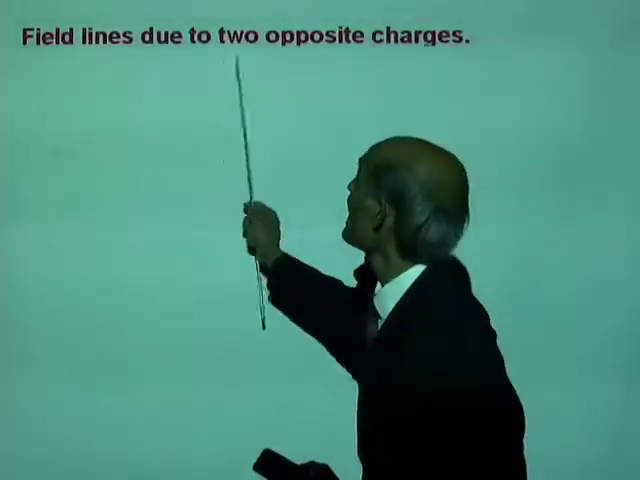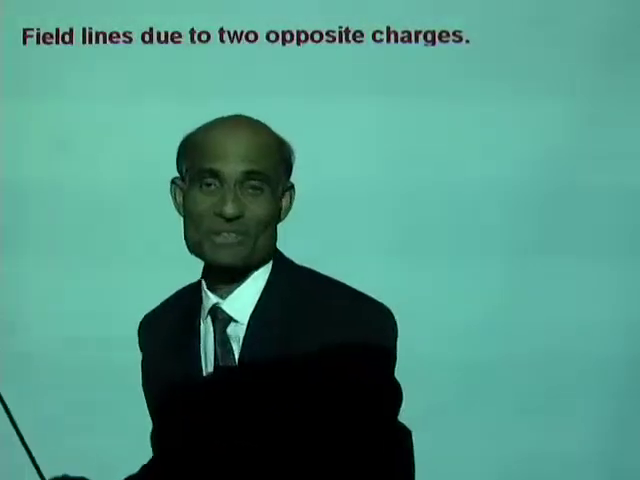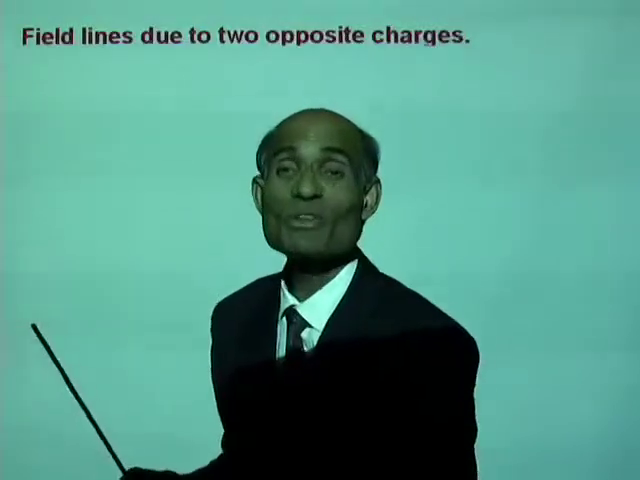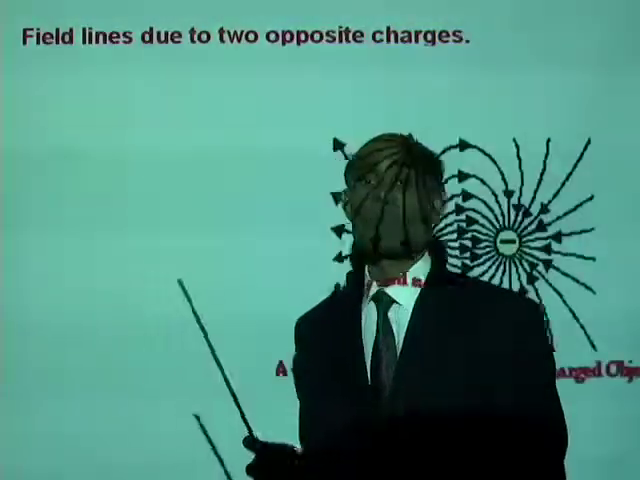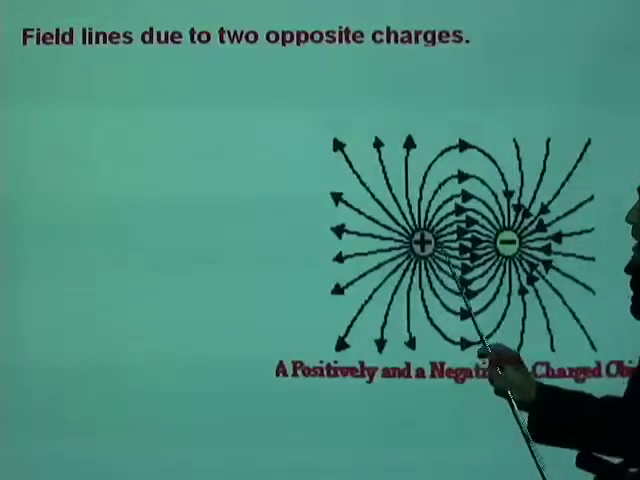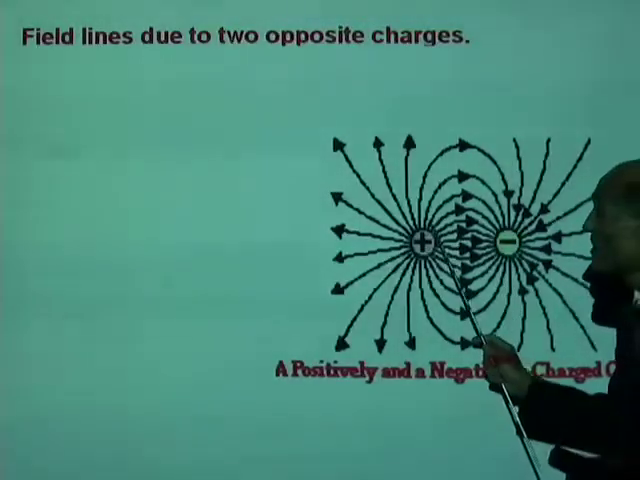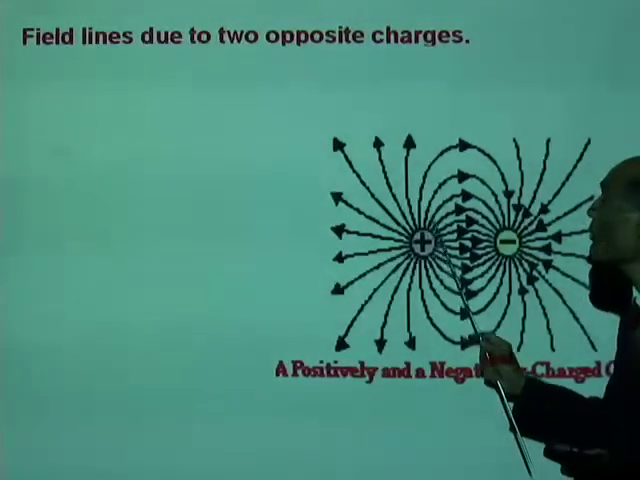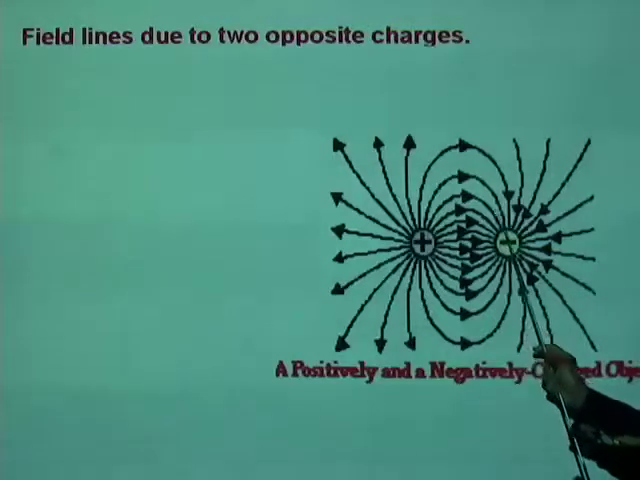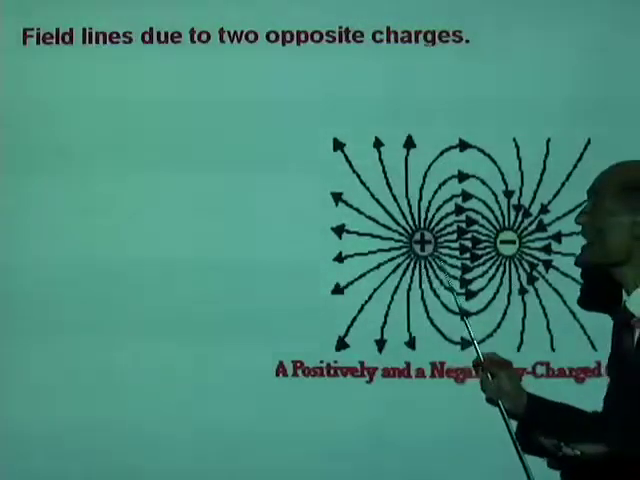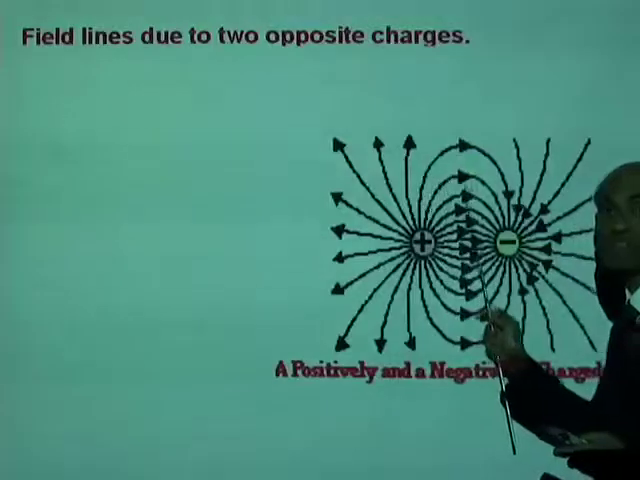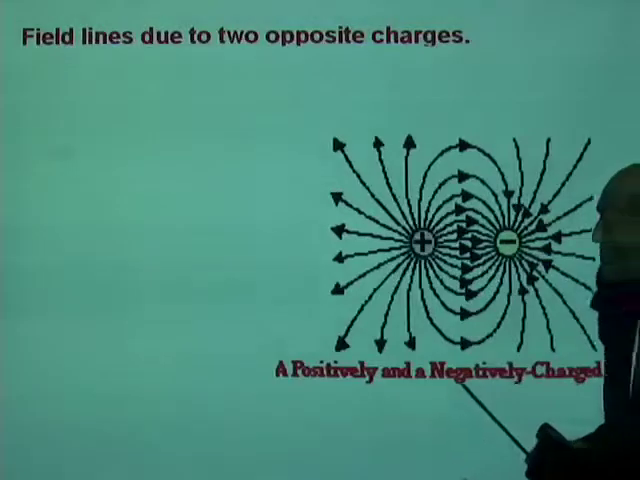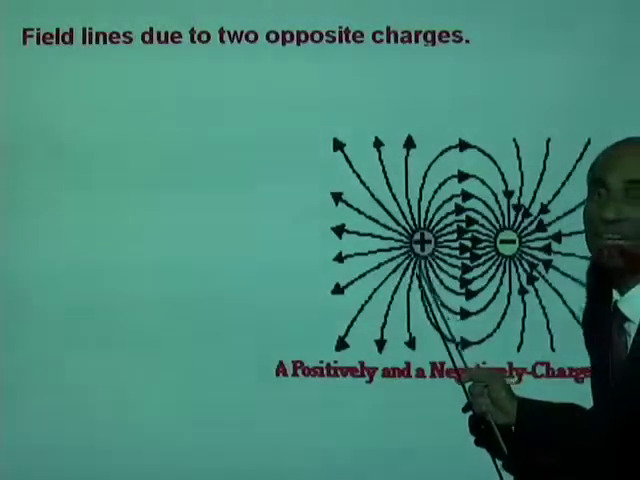Alright? Field lines due to two opposite charges. If I have a negative charge and a positive charge, how will the electric field look? Well, look at this. That is the positive, that is the negative. A test charge placed near the positive will move away from the positive and towards the negative. So the field lines originate at the positive and terminate at the negative. Isn't that beautiful? What a beautiful pattern of field lines.